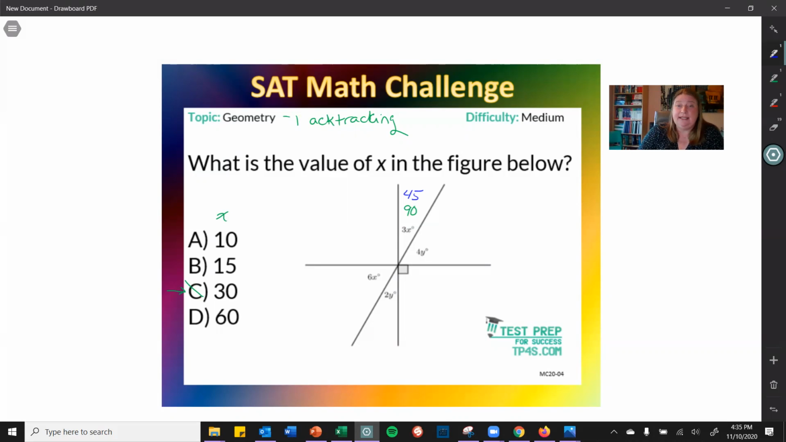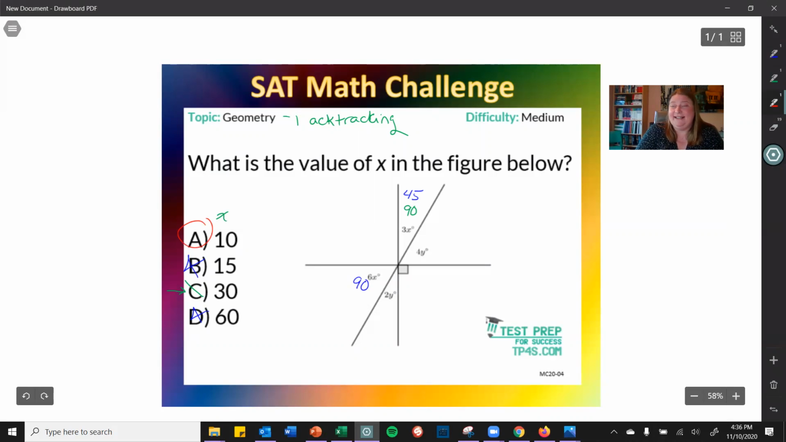But if I plug it in here to 6x, well, 6 times 15 is 90. And we have that same problem again. 90 is too big. There wouldn't be anything left for the 2y angle down here. So 15 is not a reasonable value for x because it would give me 90 in this acute angle area. So let's cross off B. Oh, I already crossed off C, D, and B. I know for sure the answer is going to be A.